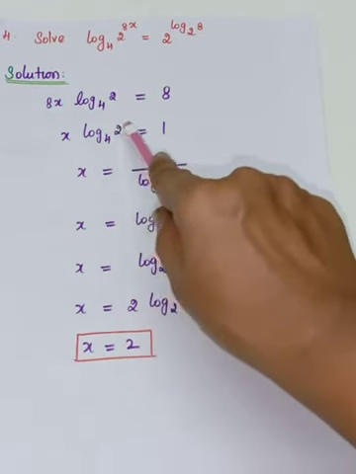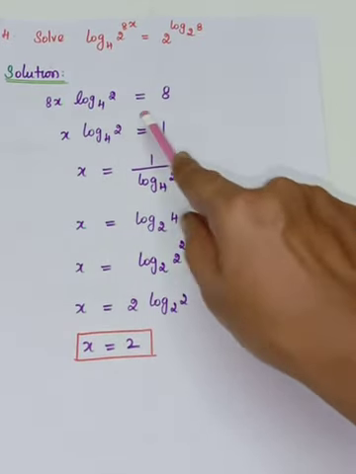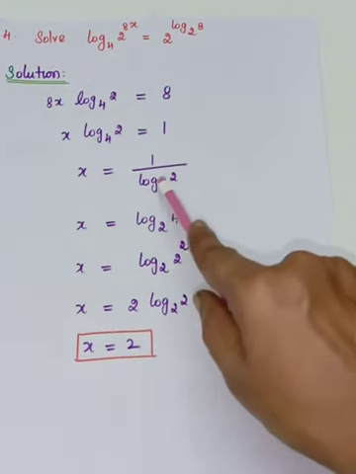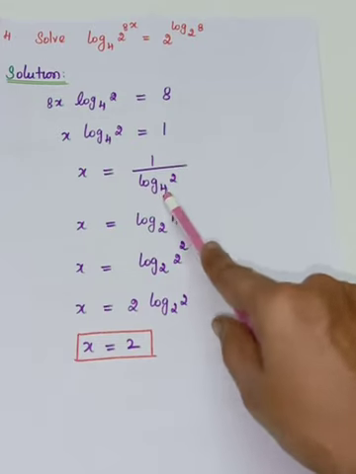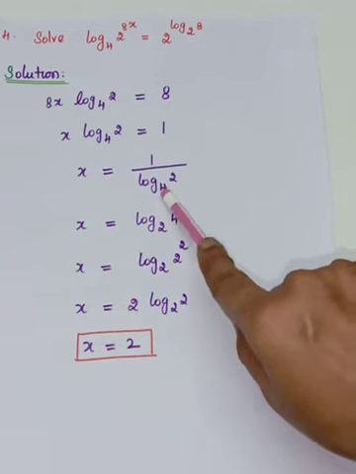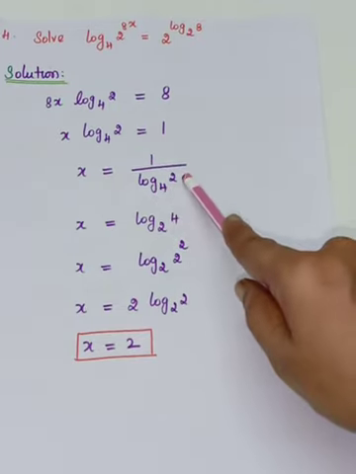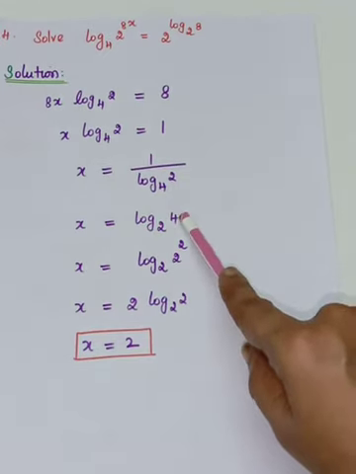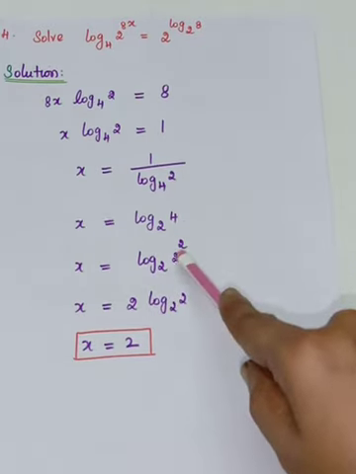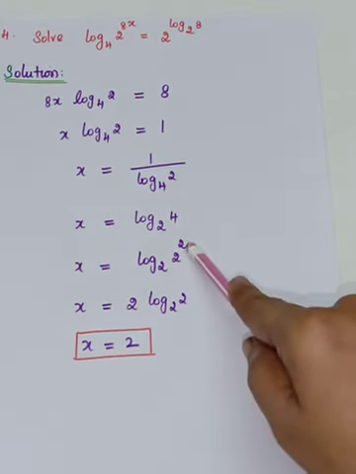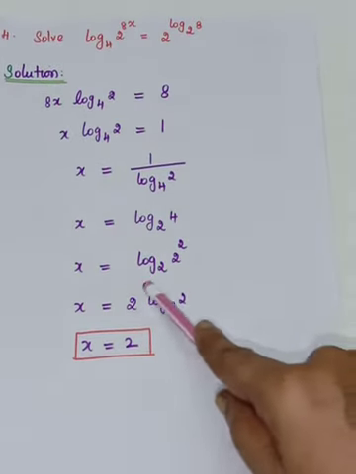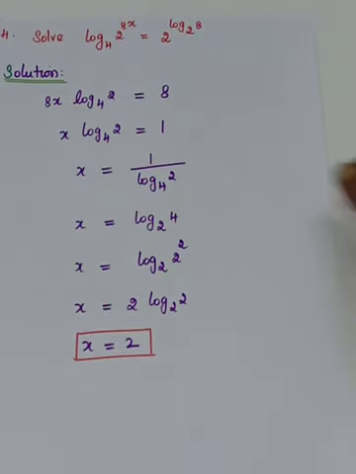So x log 2 to the base 4 is equal to 1. So bring this term to the denominator. So x is equal to 1 by log 2 to the base 4. So 1 by log 2 to the base 4, here you are having the base, so it will become the number: log 4 to the base 2. Okay. So 4 can be written as 2 squared. Again use the power rule, this 2 will come to the front. So 2 log 2 to the base 2. So this answer is 1. So you are getting x is equal to 2.